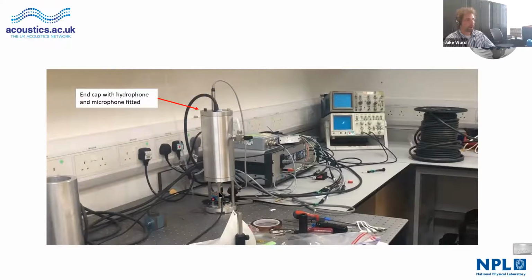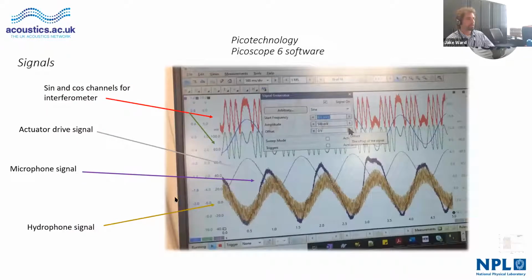A laser looks rather unimpressive there, hitting a beam splitter, and a reference mirror and an observation mirror looking up towards the bottom of the piston. So we capture signals on the oscilloscope. Here I'm using the PicoScope, an 8-channel version.